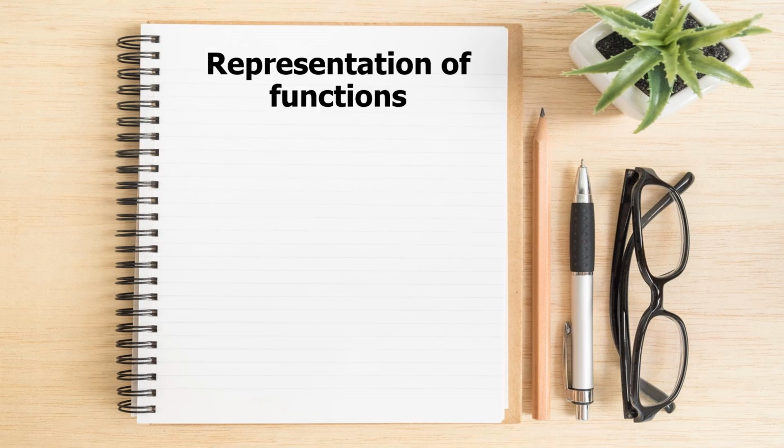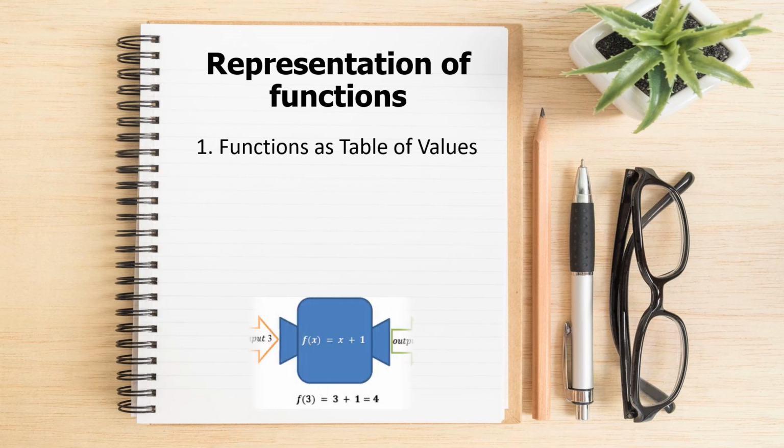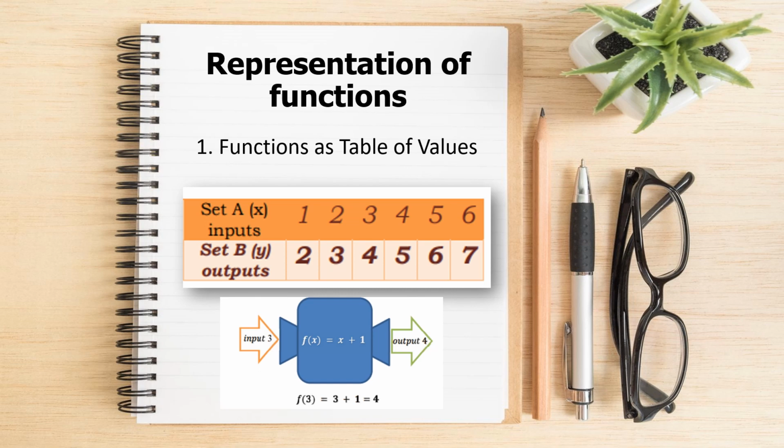In this material, you will also learn the different types of presenting functions. First, functions as table of values. So let us use this function that we had in the function machine a while ago. F of x equals x plus 2. So here as you can see, you have here input of 3 and then output of 4. How is that? So in table of values, we have two sets. The set A and then the set B. So usually set of x, set of y.